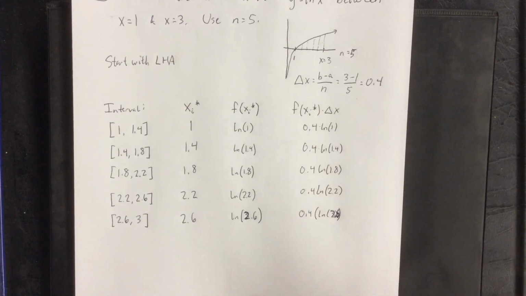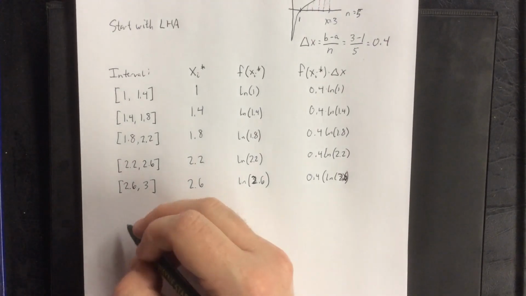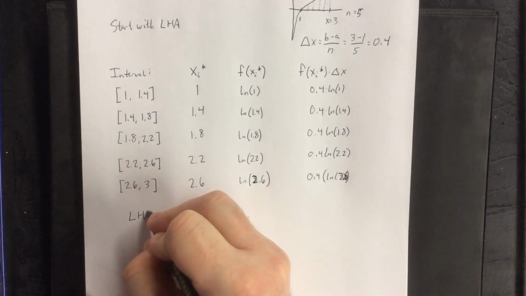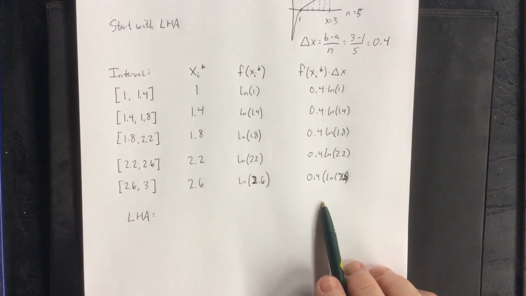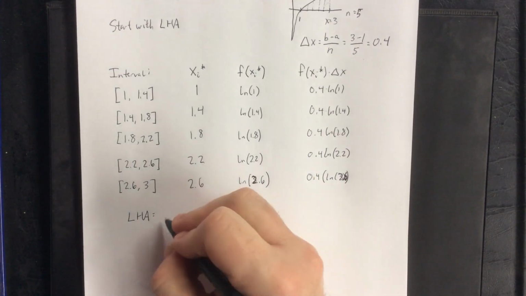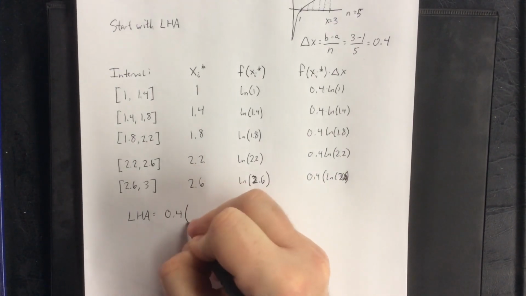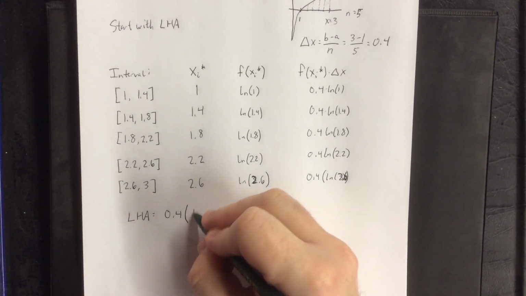2.6. Got ahead of myself. Now there is a slightly more succinct way that we could say all of this. What we're supposed to do is take all of those areas and add them all together. But if we add them all together, they all have this delta x in common. So what we could do is simply factor out that 0.4 and then add all of those natural logs together.